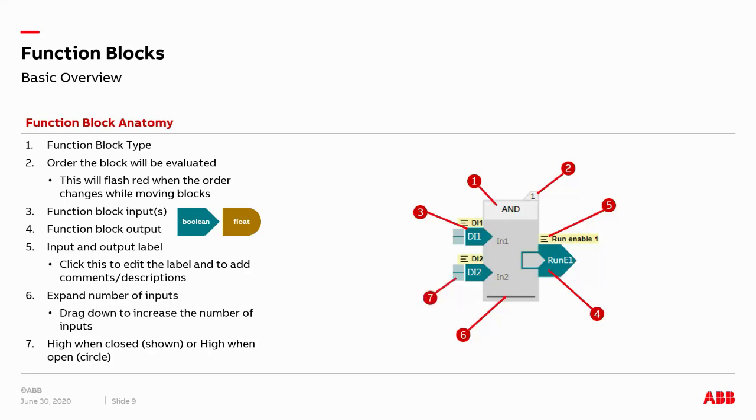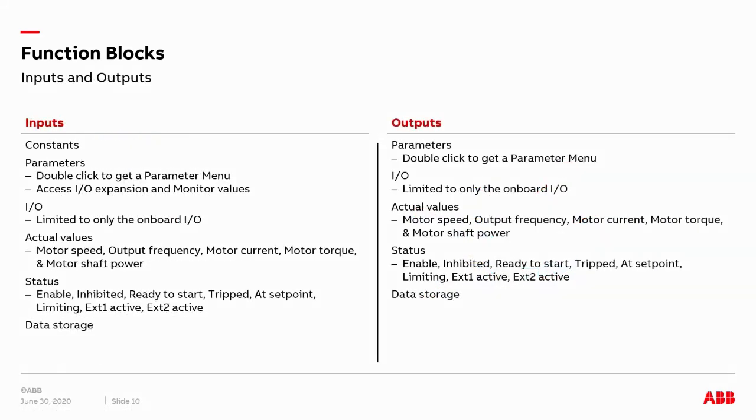And then number 7 is that little slash to the left of your DI. This is going to show up typically whenever you're pulling in a DI into one of your inputs on the left-hand side. And essentially, that's going to be high when closed, which is shown as that slash, or high when open, which is a circle. So that's essentially like putting a not signal and flipping or inversing whatever the signal is to help with your logic.